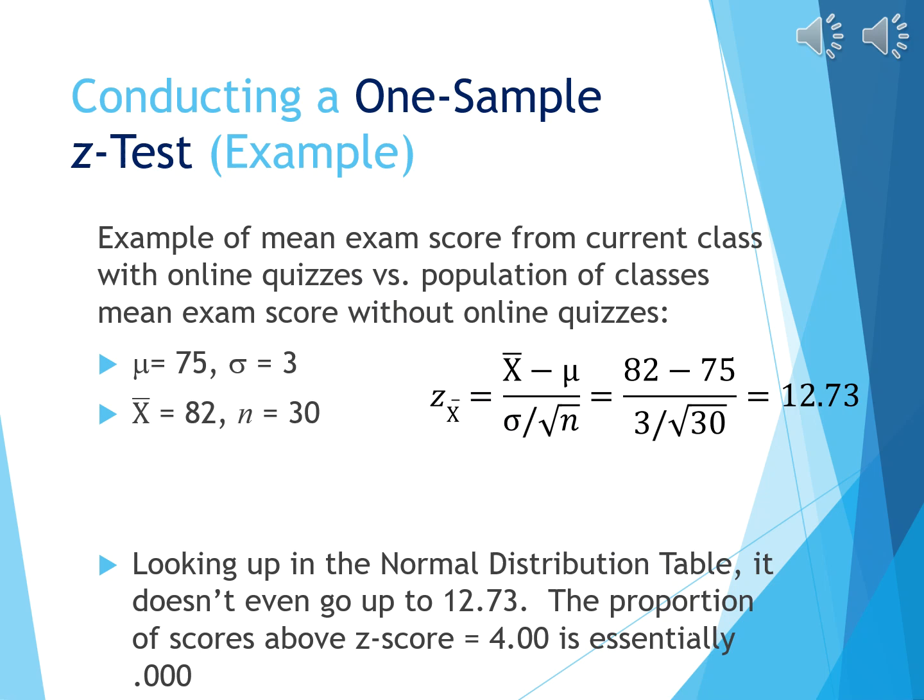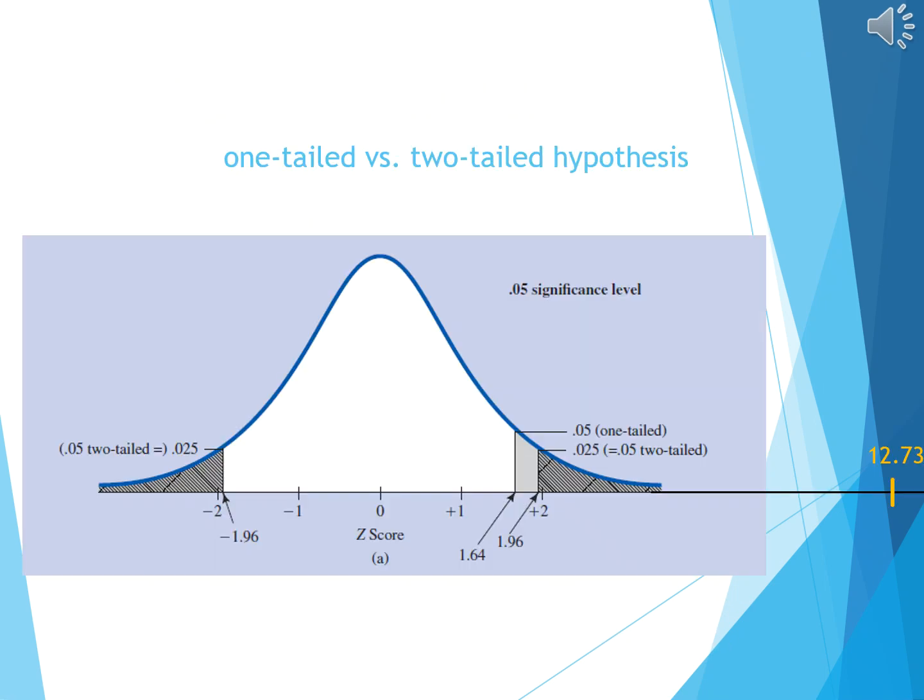The other way you could look at significance is to compare this. If you knew if it was a one-tailed or a two-tailed hypothesis, you could compare a z-score of 12.73 to whatever the critical value is, depending on if you have a one-tailed or a two-tailed test, which is going to be either 1.64 or 1.96. 12.73 is way, way higher than any of those things. So it's definitely going to be significant, and it's going to be in our rejection regions.